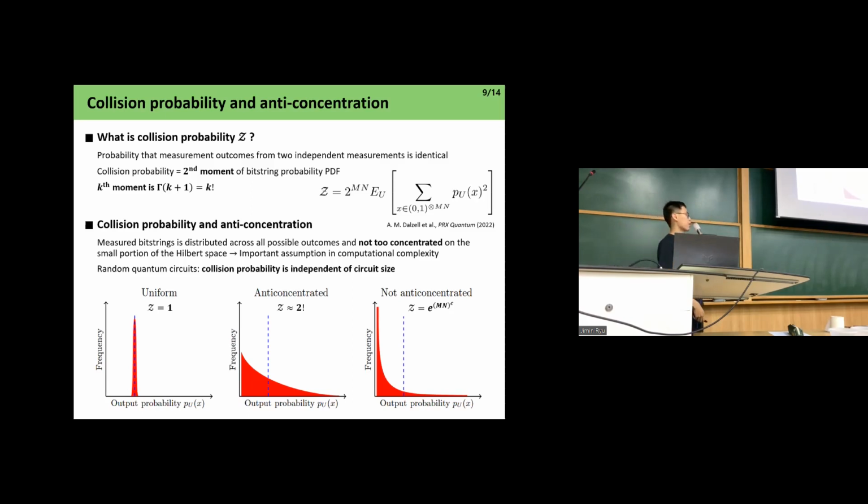For circuits that are fully quantum random, meaning that they have an anti-concentrated nature, the second moment is given as 2 factorial, which is basically 2. However, if quantum circuits are not fully quantum random, if they have some errors or some classical properties, then the collision probability scales exponentially in the number of qubits. So it basically diverges. So measuring collision probabilities should be one of the quantitative figures of merit that tells you how close your circuit is to being ideal.